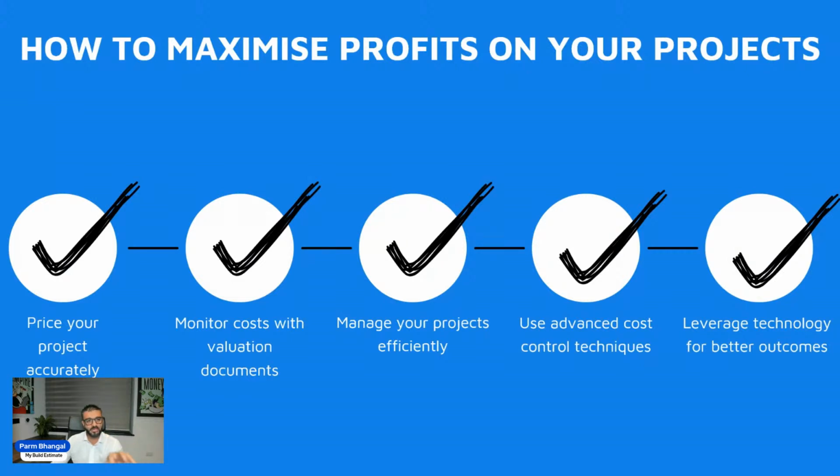So how to maximize profits on your projects? You've got to price your projects accurately. It's very, very important. Looking at them numbers at the front end is one of your most important tasks. If you want a successful construction business, getting your estimating right is not questionable. It's a must. It's compulsory. You have to ensure that you get them projects priced accurately, because if you don't, they're going to cause you problems at the back end.